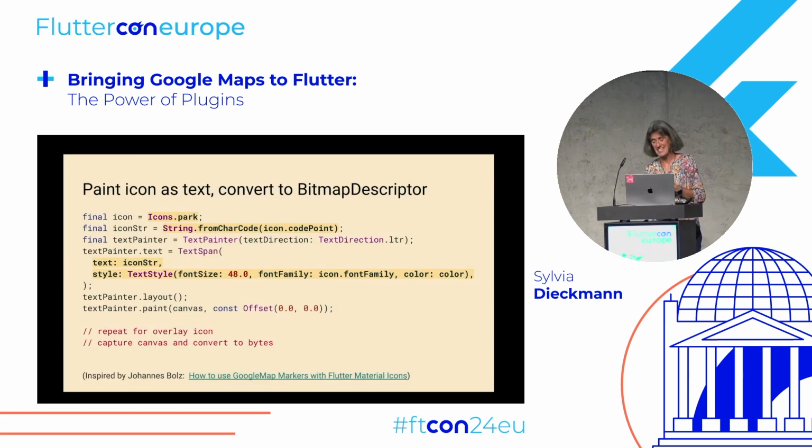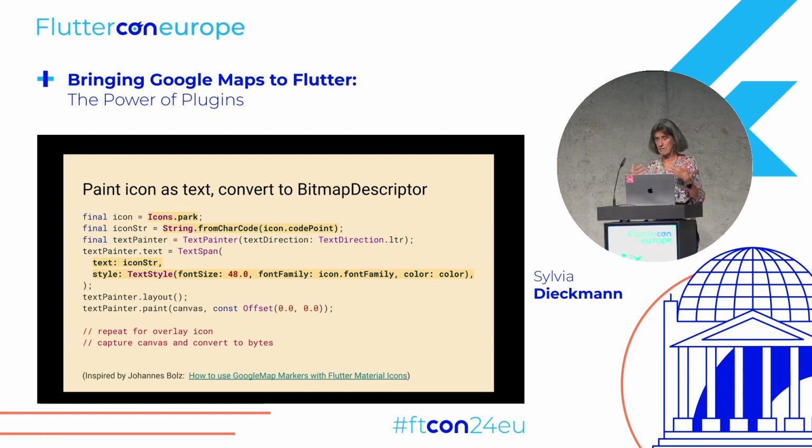Now, I'm not a designer, I have no artistic skills. Creating an asset scares the bejesus out of me. So I'm always grateful when I can use somebody else's art. And I was really happy to come across this solution here. As it turns out, a material icon is just a pointer into a character set. So all you need to do is find the character code that represents this icon, and then write it like text with the corresponding font family onto a canvas.